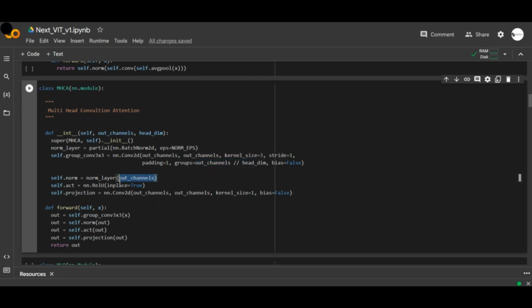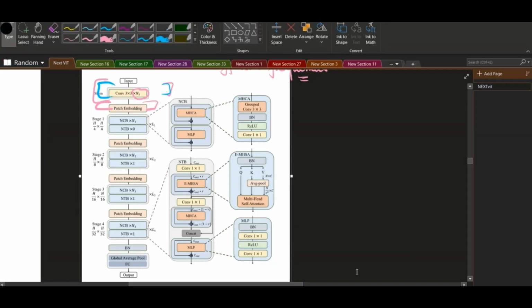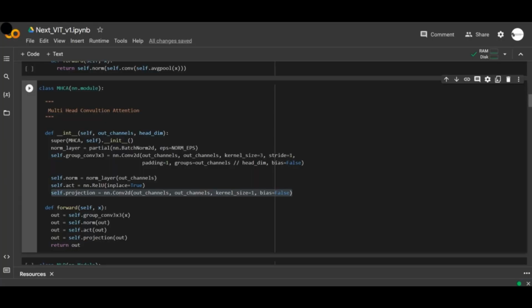What we do is that we apply the batch norm to our output channel, and we apply the ReLU, and we then project this using a pointwise convolution. Just as a refresher, you can see that this component is this part here. So we know that we have this group convolution, we have this batch norm, we have ReLU, we have a pointwise convolution of 1 by 1. And we do a forward pass like so.